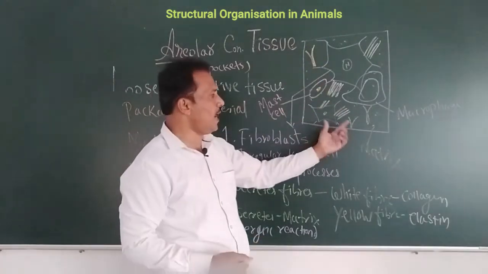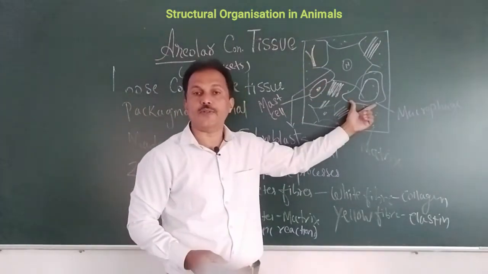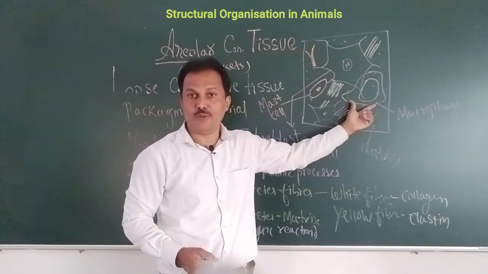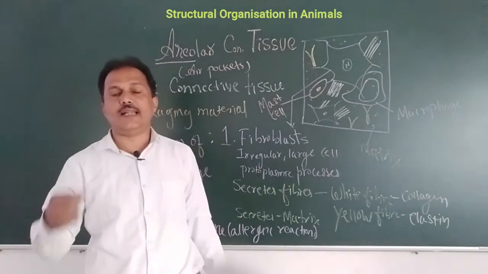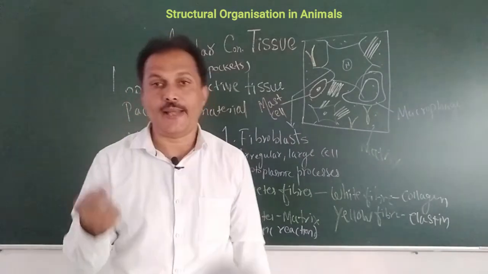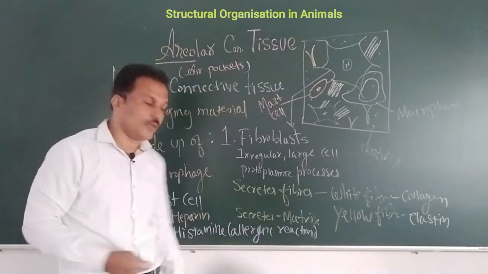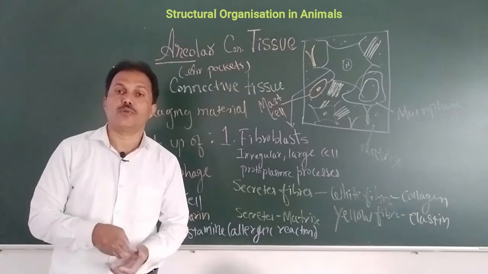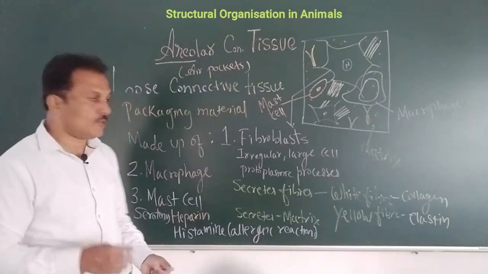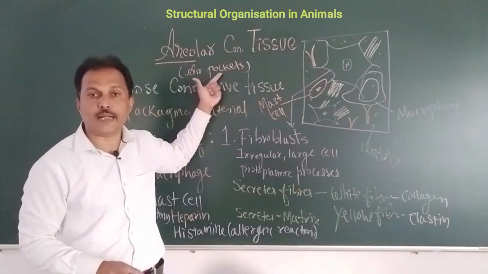Apart from that, there is another type of cell, the macrophage, a phagocytic cell, an immune cell. Number 3, you will find the mast cell. It secretes heparin, a natural anticoagulant, it secretes histamine in allergic conditions, and it also stores serotonin, which is helpful in neurotransmission. So this is how the structure appears in the areolar connective tissue.